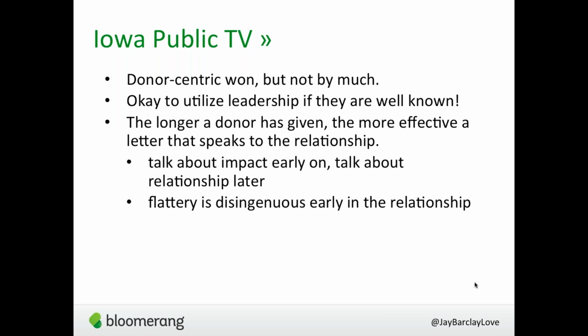The longer the donor has given, the more effective a letter that speaks to the personal relationship that the donor has had on the impact. And so talking about that impact early on in the relationship really made a nice difference in the level of giving that was being done.